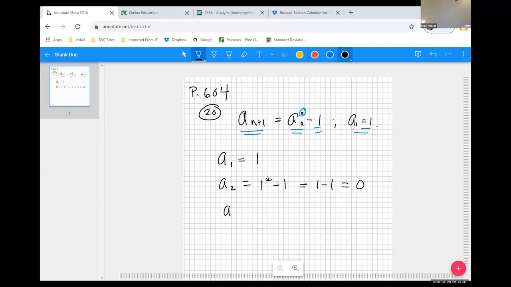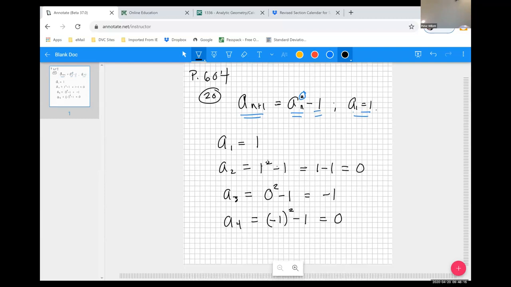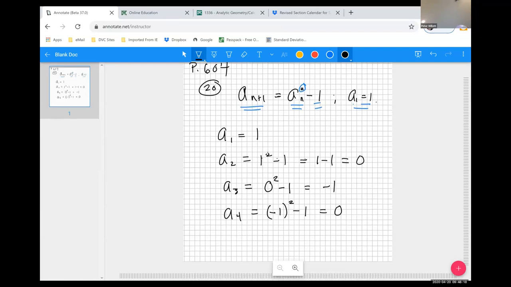So then we can write the third term by saying, okay, for the third term, we're going to take the second term, which was a 0, square it, and subtract 1. So that would be negative 1. And for the fourth term, we're going to take the third term, which was negative 1, square it and subtract 1. Negative 1 squared is positive 1. 1 minus 1 equals 0. And so in this way, we've been able to see the first four terms of the sequence.